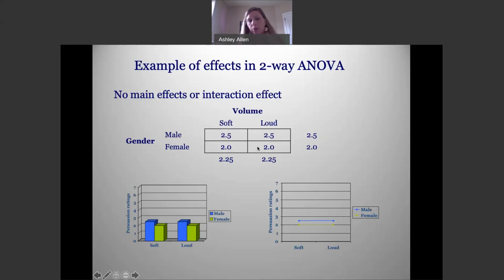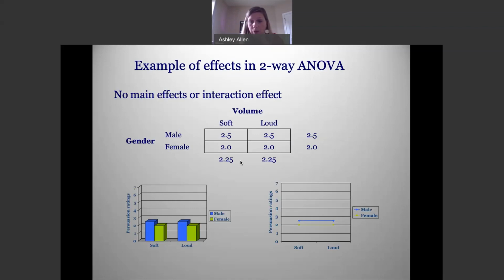And then we created our marginal means. Those are the means on the outside of the boxes. We created those marginal means to look at the main effects. So if you're talking about volume, we averaged the 2.5 and the 2.0 to get a 2.25, and that happened in both columns. So if you're looking to see, does volume matter when it comes to the persuasiveness of the message? The answer is no, because soft or loud, people are persuaded at 2.25.